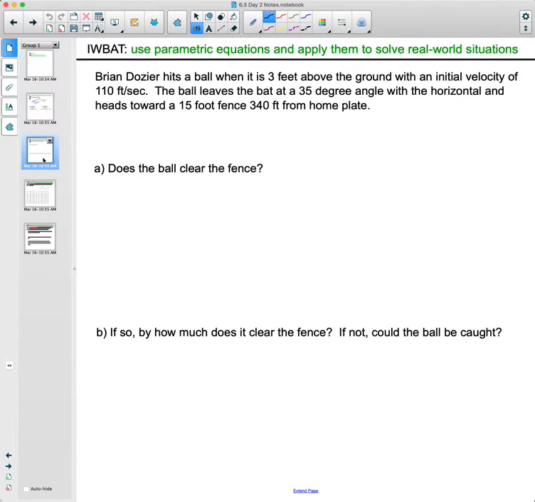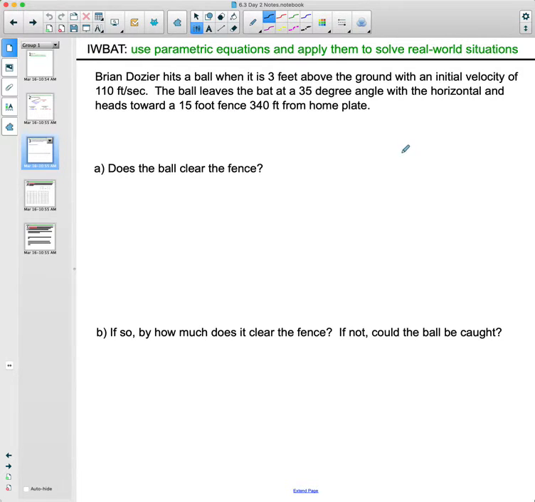So then let's take a look here, okay? So, baseball problem. Brian Dozier hits a baseball when it is 3 feet above the ground with an initial velocity of 110 feet per second. The ball leaves the bat at a 35-degree angle with the horizontal and heads towards a 15-foot fence that is 340 feet from home plate.